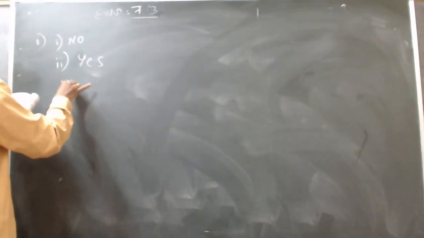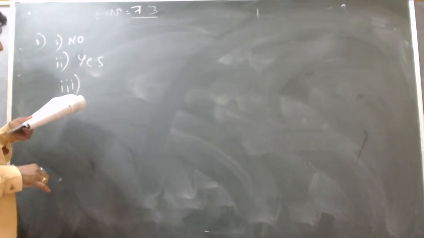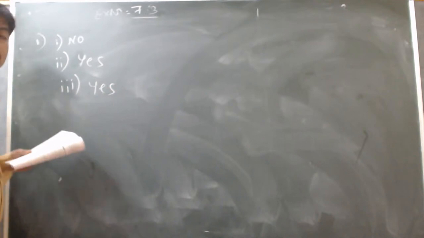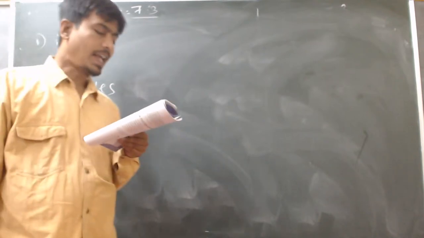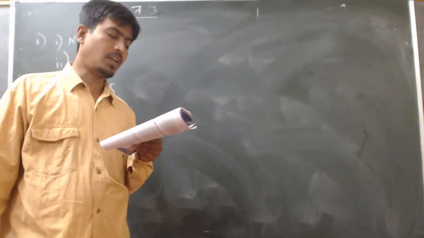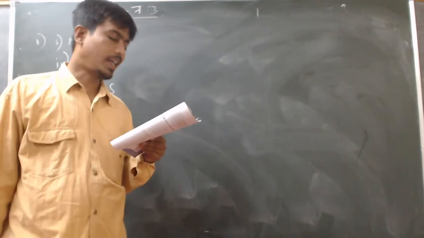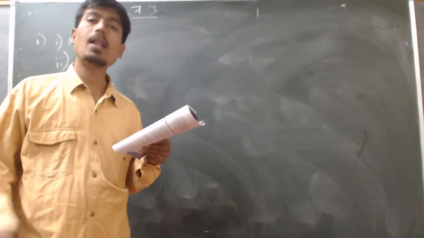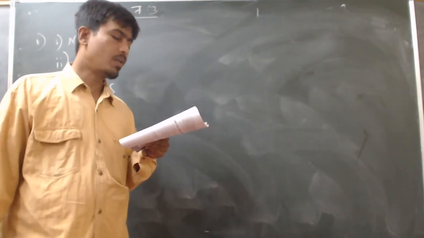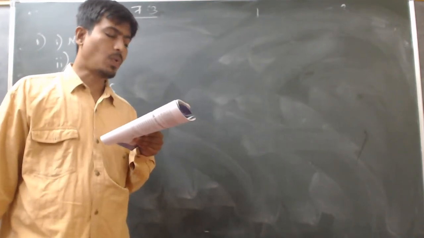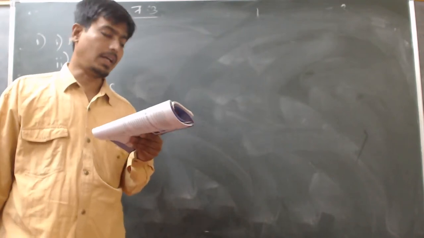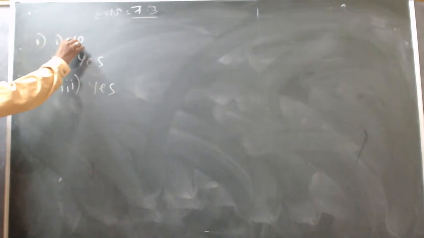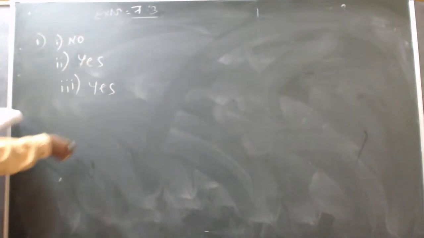And the third question: a square and four triangles. Yes, it is a polyhedron. First, can a polyhedron have for its faces three triangles? No. Second, can a polyhedron have for its faces four triangles? Yes. Can a polyhedron have for its faces a square and four triangles? The answer is yes. So these are objective type questions. Just say no, yes, yes.